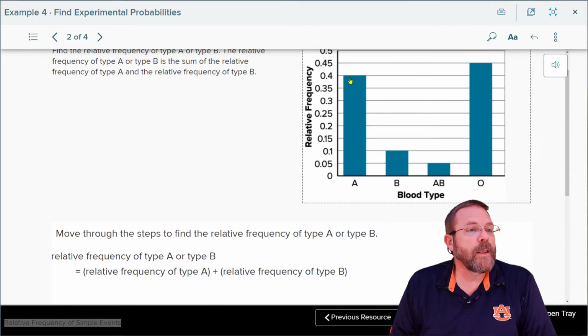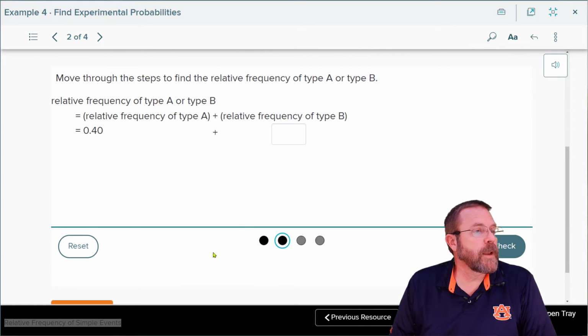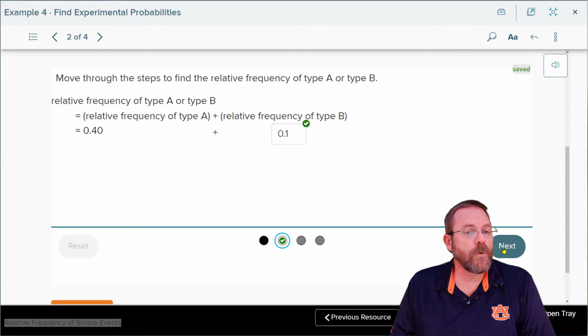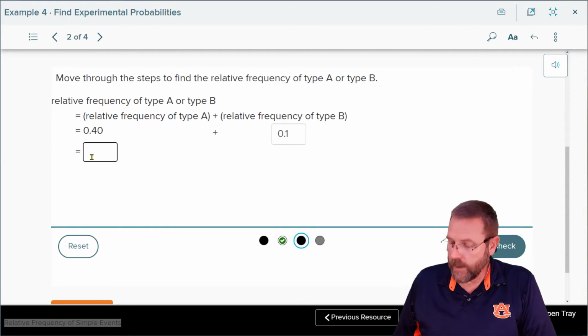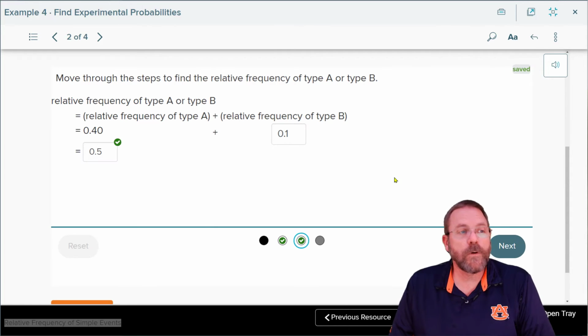So you can see A was 0.45 and B was 0.1. So move through the steps here. We're going to add them up. The 0.45 plus the 0.1. I'm going to check that. Okay, 0.40 plus 0.1. Good. And those, of course, add up to be 0.5 or 0.50.